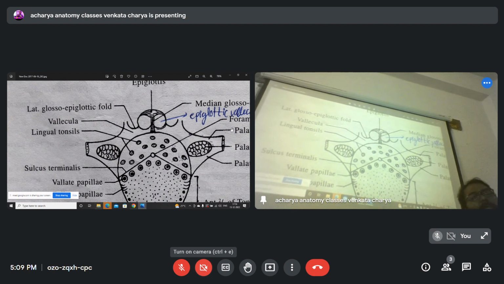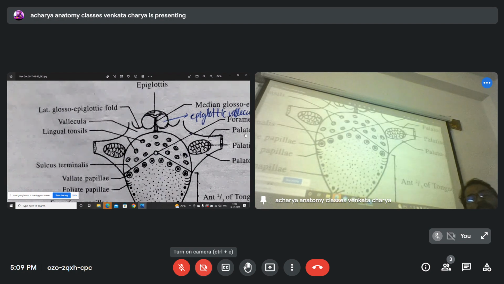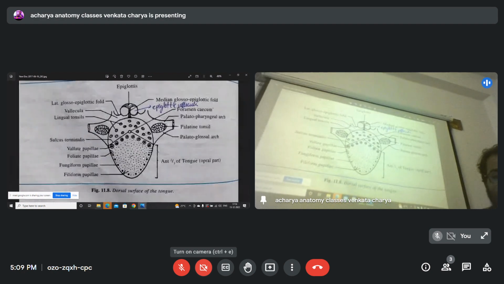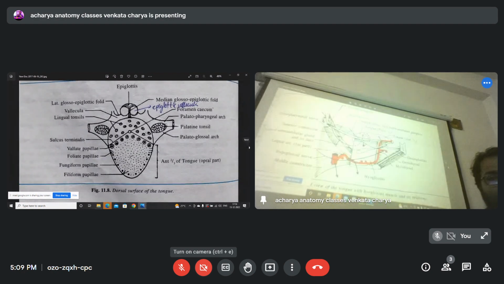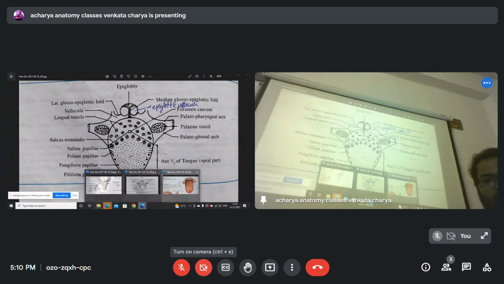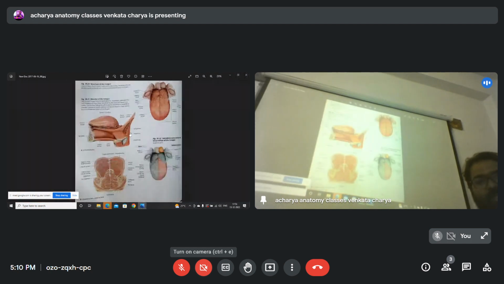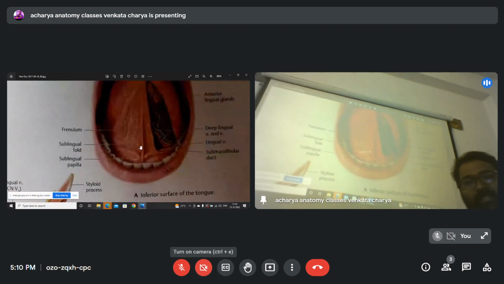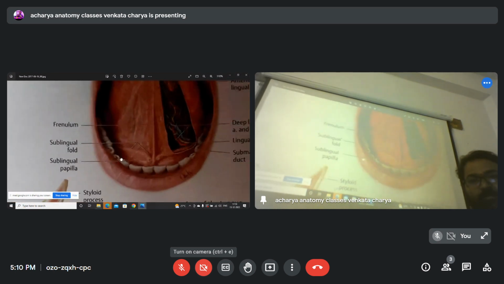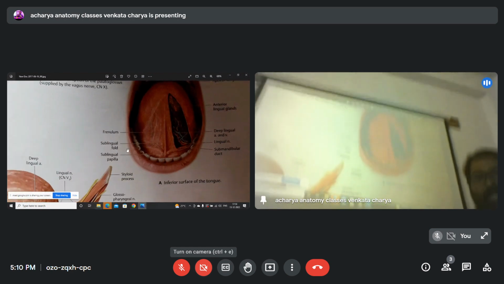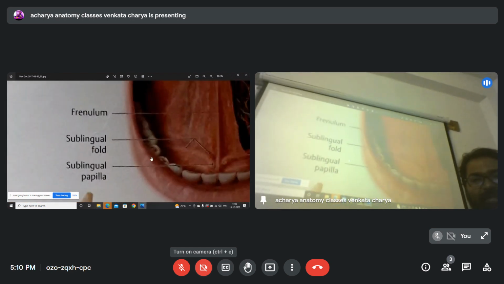Are you getting it? Next, the inferior surface. The dorsal surface is done, now the inferior surface. On the inferior surface, there is a presence of sublingual papillae.